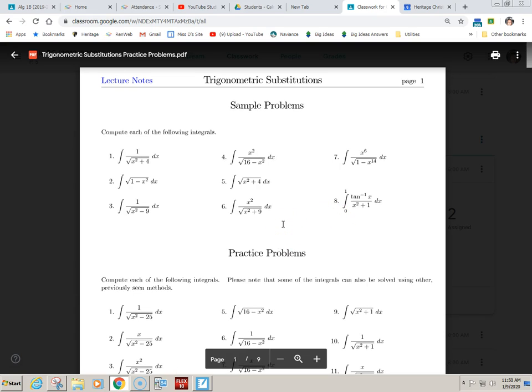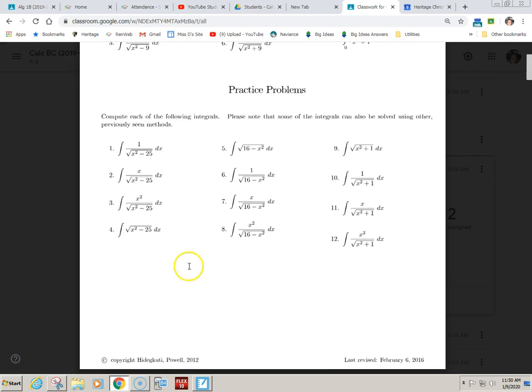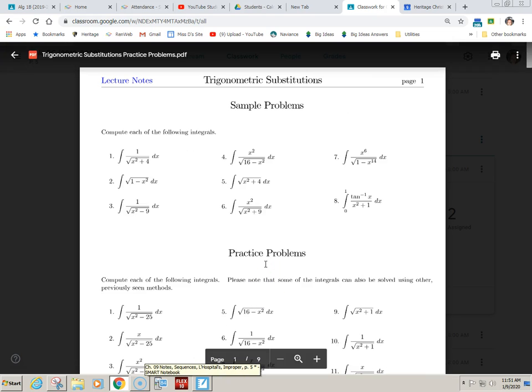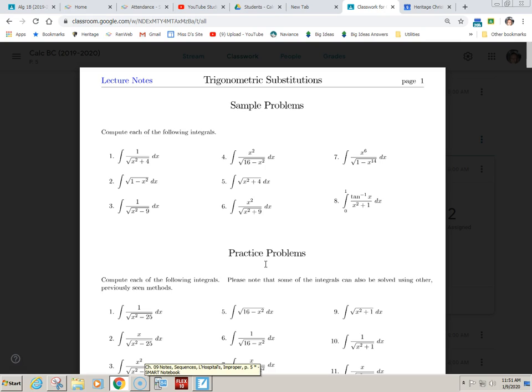True? So let's pause and make sure everyone did the right homework. You guys came down here and did all the evens, right? 2 through 12? Yes. Perfect. But what was up here? Sample problems. And I kind of picked out a few of them.